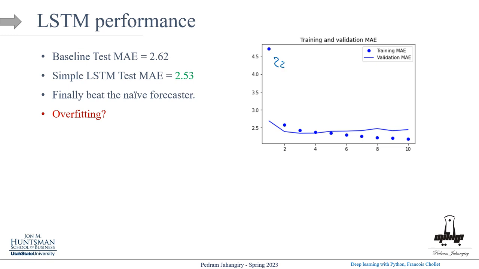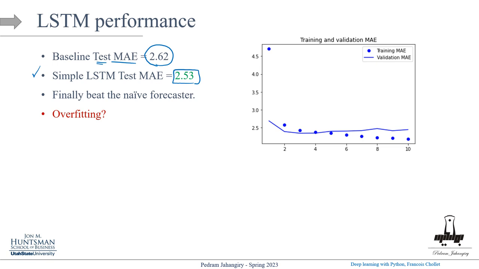Okay, so LSTM performance. Remember, our baseline test MSE from the previous lecture was 2.62, right? And this was our naive forecaster. So the naive forecaster gave us 2.62. Basically, that model was off by 2.62 Celsius degrees in the test set. Our simple LSTM, basically mean absolute error, is 2.53. So finally, we are able to outperform this naive forecaster.